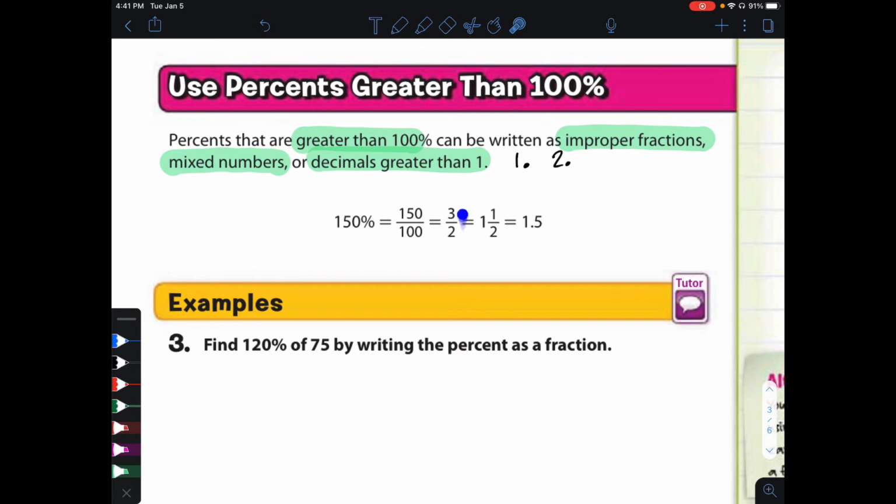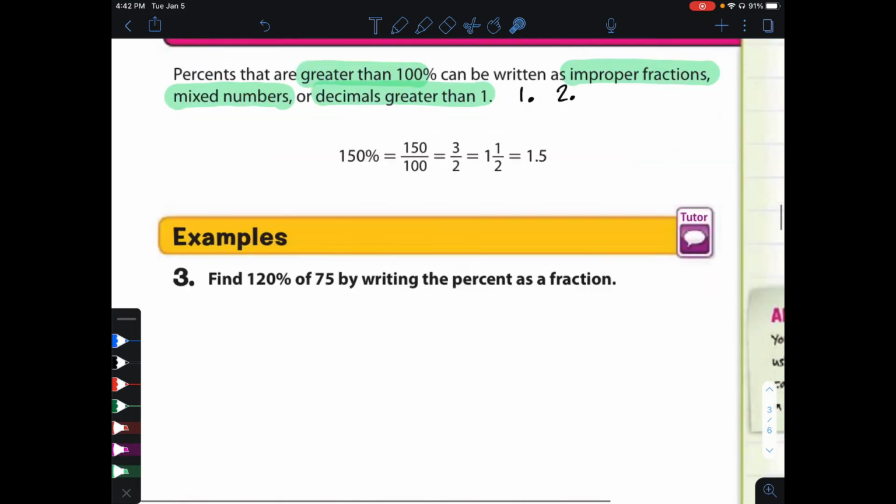And of course, our improper fraction can be converted into a mixed number, which is 1 and 1/2. And our mixed number can also be converted into a decimal, which is 1.5. So again, percents greater than 100 can be written as improper fractions, mixed numbers, and decimals greater than 1. If you notice, 1.5 is a decimal greater than 1. So let's see how this works in example number 3.